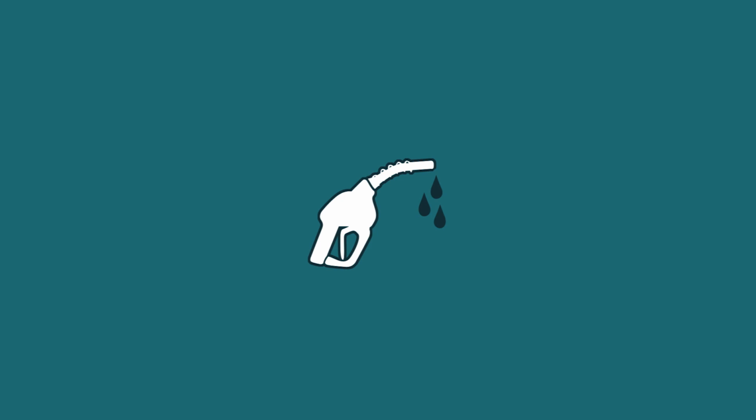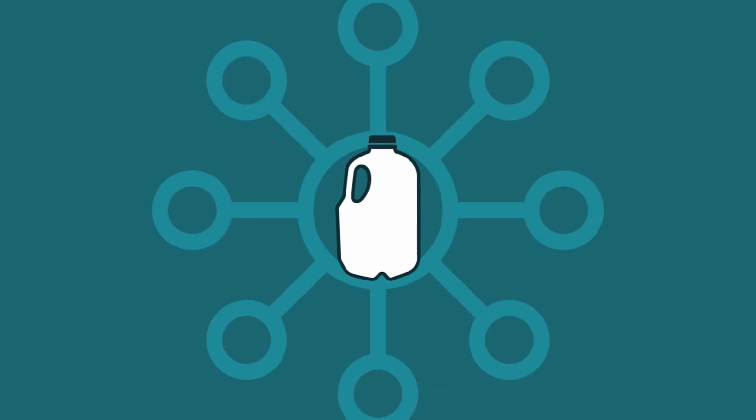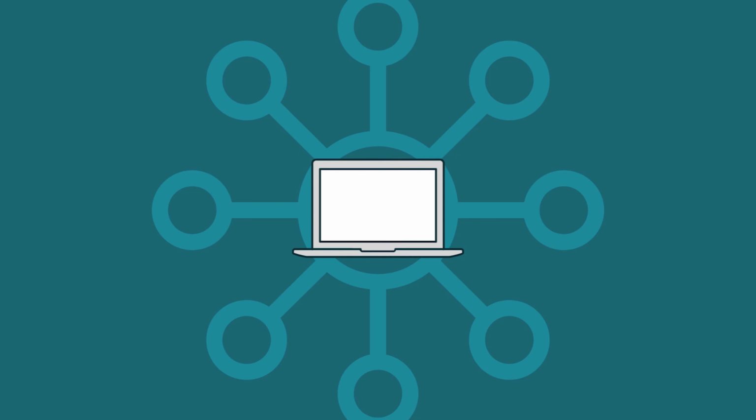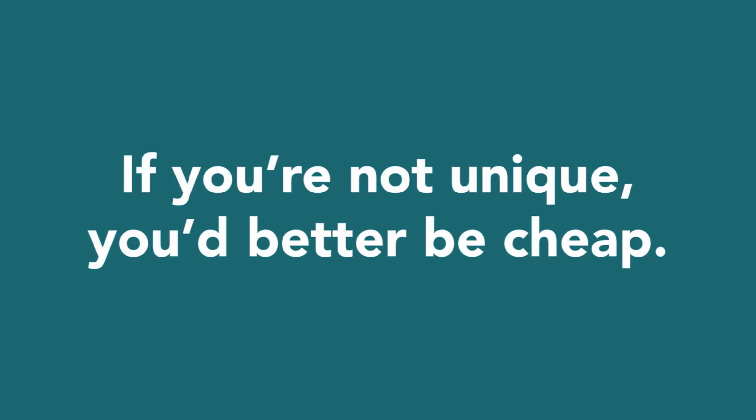Think of it this way. You don't have to buy your gas from ExxonMobil, and you don't have to buy your milk from Walmart. But can you buy an iMac from someone other than Apple? Companies selling something unique or exclusive can charge more than those companies selling products that are readily available from multiple vendors. Remember this, if you're not unique, you better be cheap.